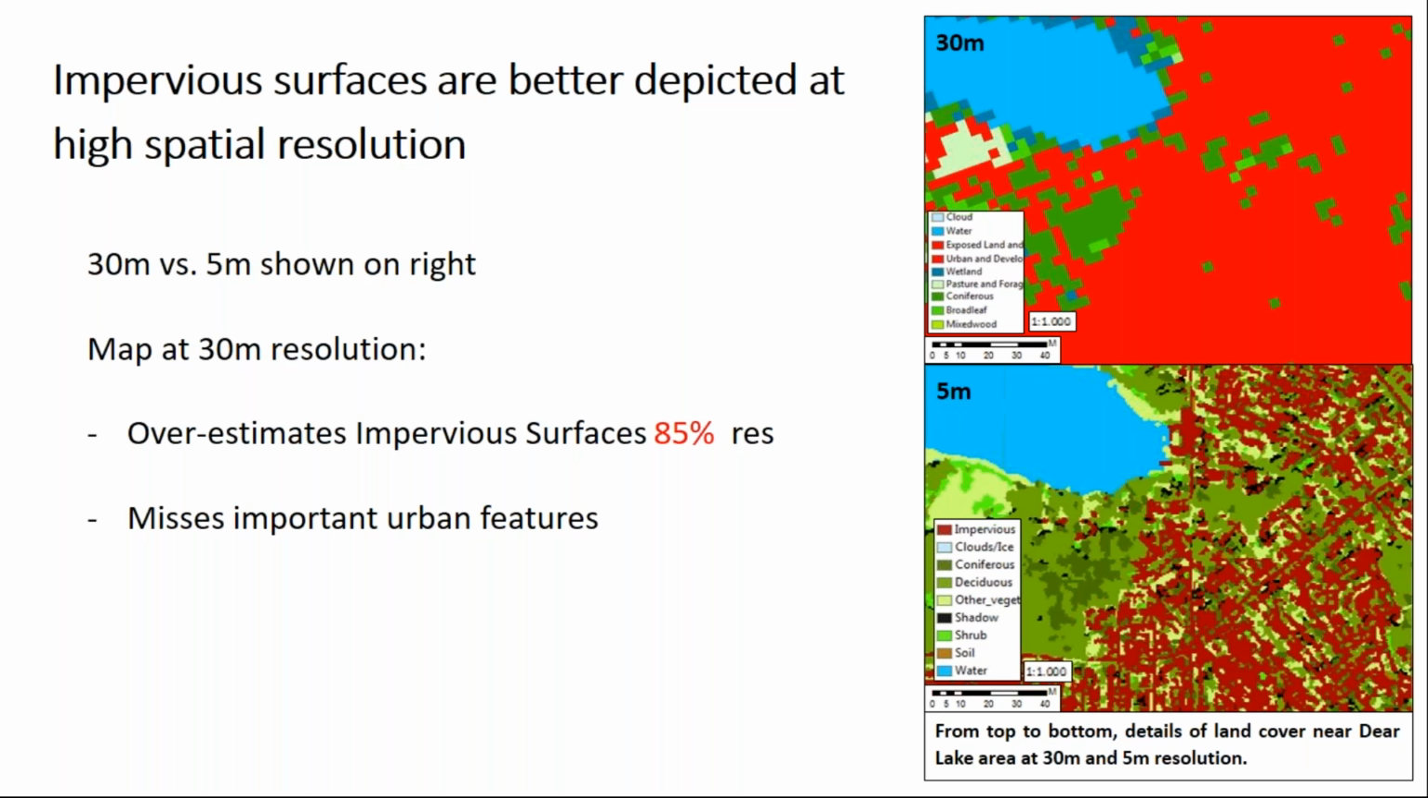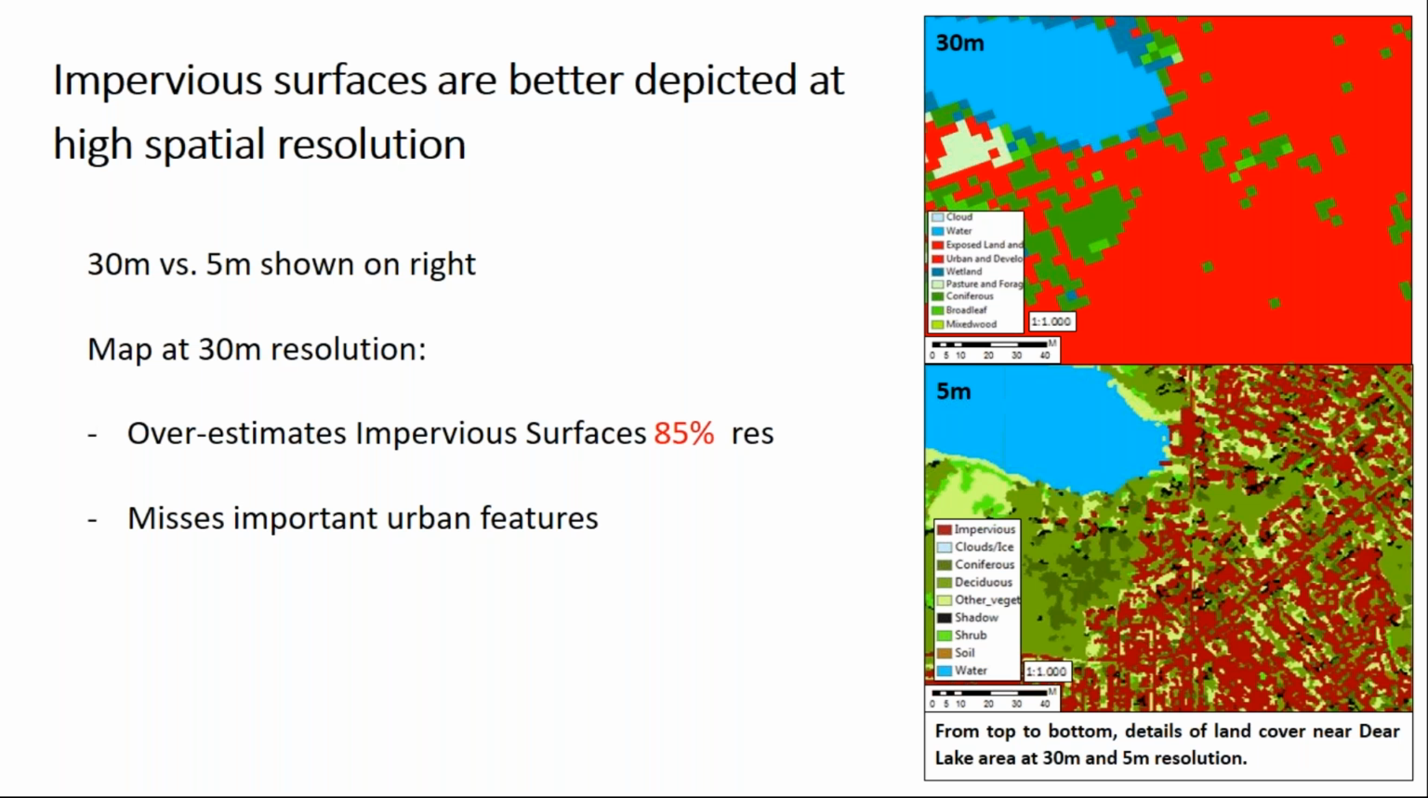In terms of understanding impervious surfaces, which are so critical to urban stormwater runoff and all these other ecosystem functions, we were finding that the 30-meter map in the region generally overestimated impervious surfaces, in some cases by about 85%. It overestimated how much impervious surface there was, in part because the coarse resolution map misses important urban features like trees and small forest patches. Small patches of green space can just be entirely missed.